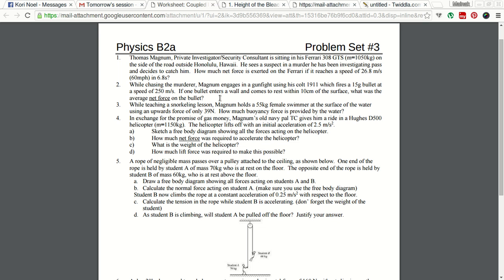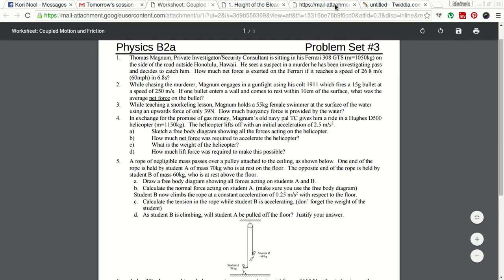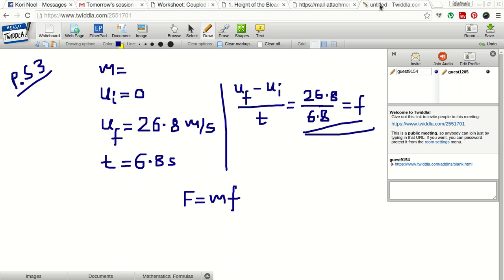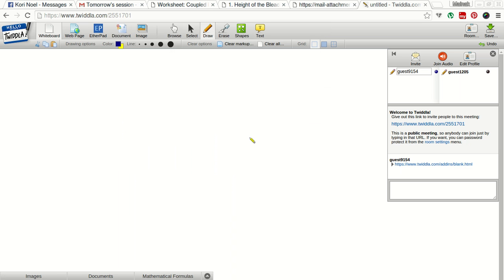Okay, so they're interested in net force only. So why don't you try to form the equation first? Afterward, we'll try to solve. So again, you will have to find the force. Is that correct?